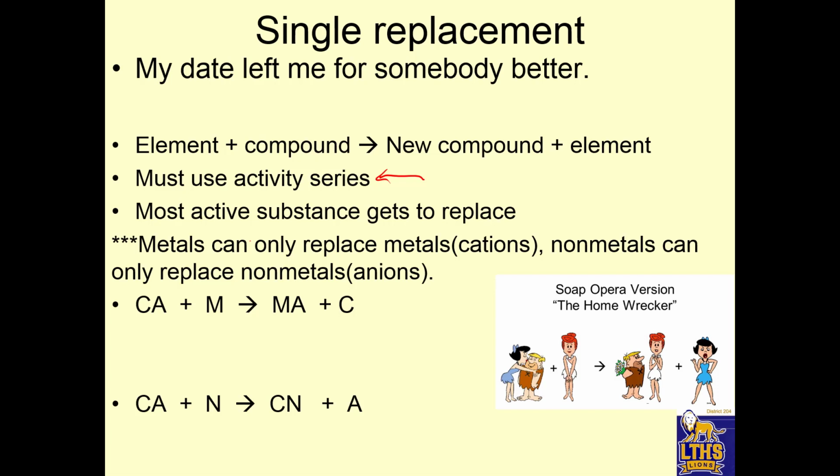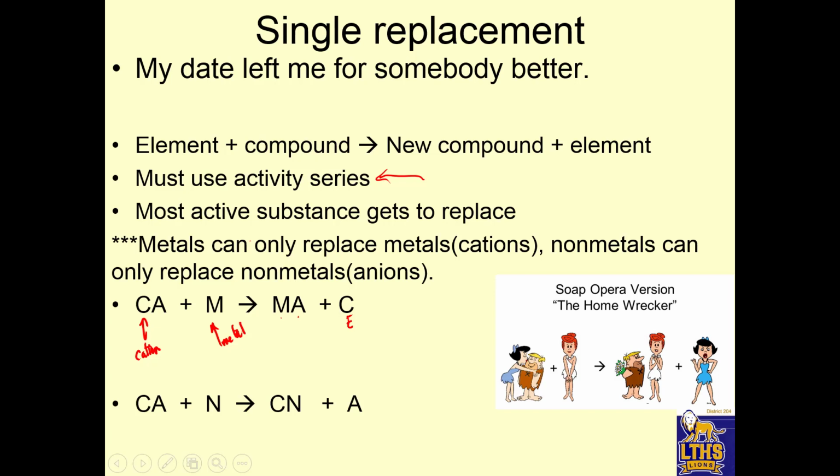Metals can only replace metals, and that'll go in the first part of the compound, as the cation. Non-metals can only replace non-metals, and that'll go in the second part of the compound. So this is the cation. All right. This is the metal. So if the metal's more active than the cation, then it'll kick it out. Look, metal hooks up with anion. Cation gets kicked out, but now it's an element.